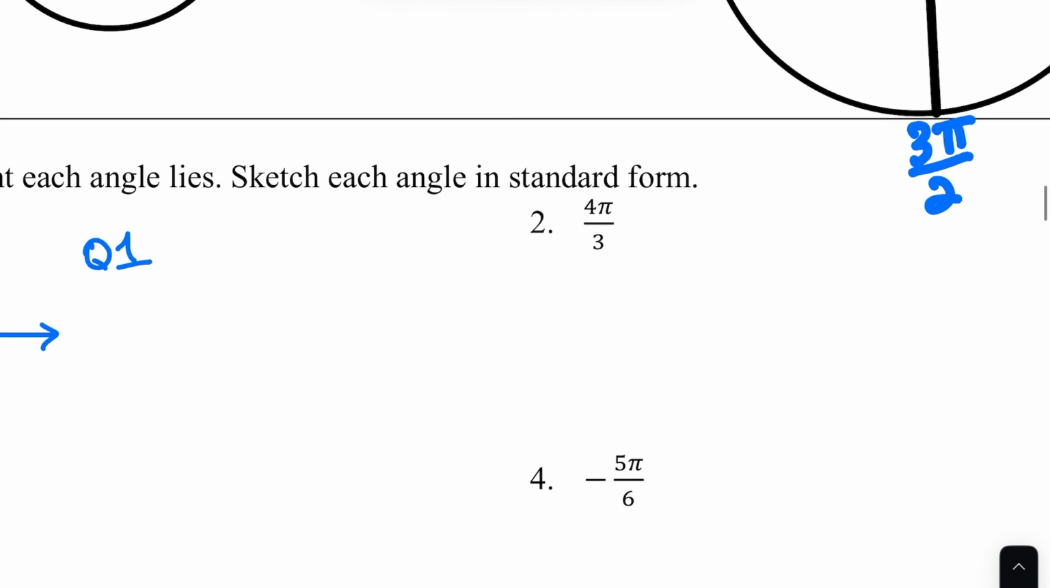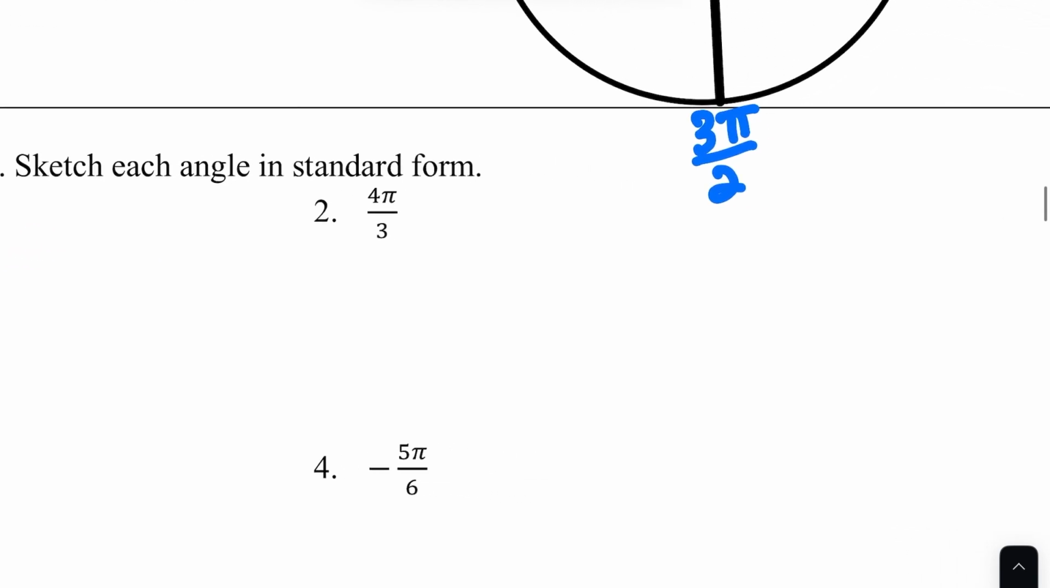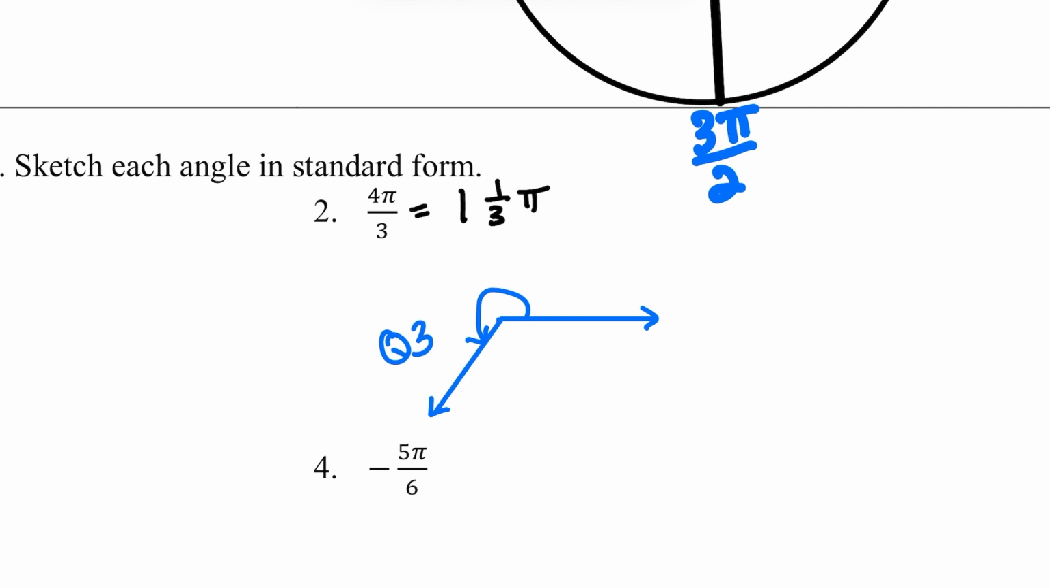So what about 4 pi over 3? Well, if you think about that, that's the same thing as 1 1/3 pi. So 1 pi would be what used to be 180 degrees, like half of a circle. And then 1/3 of a pi is going to be less than a half still, so it's not going to go straight down, but it's going to terminate in quadrant 3. So that's what 4/3 of a pi looks like.